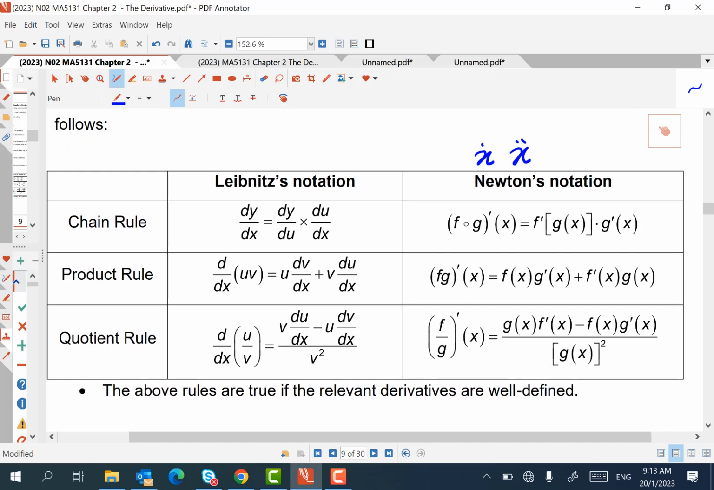Okay, in any case, you have the chain, product, and quotient rule, which you learn in your lower years. You should go and read about the proof of these three rules. They are not exactly very hard to prove. They are all based on the same principle, the definition of differentiation.